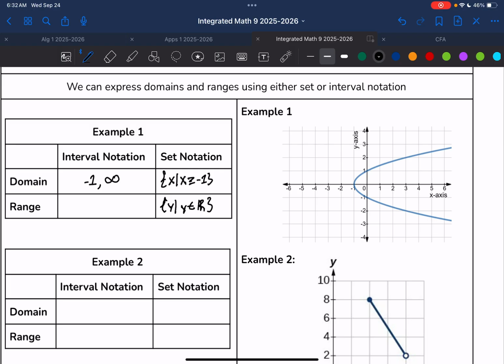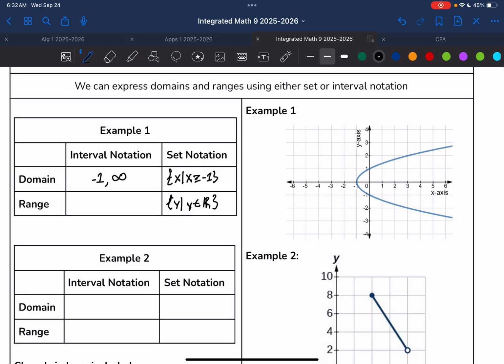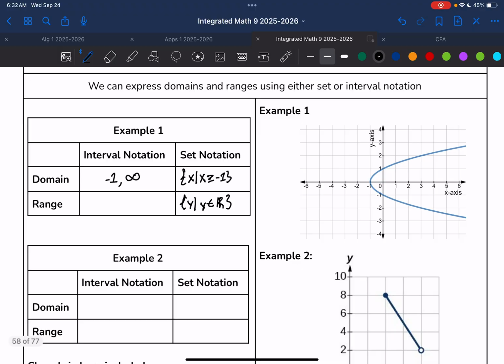And now to capture these, to kind of get them all together, we want to use either a parenthesis or a bracket. If the number is included, so in this case -1 is included, we'll use a bracket. But if it's not included, we use a parenthesis. And so, looking over here, infinity is not a number, so we can never include infinity. So if it's infinity, it's always a parenthesis. So in interval notation, that means [-1, infinity).